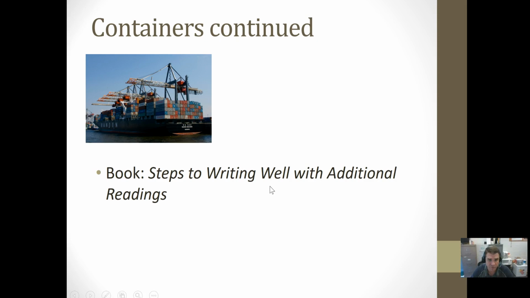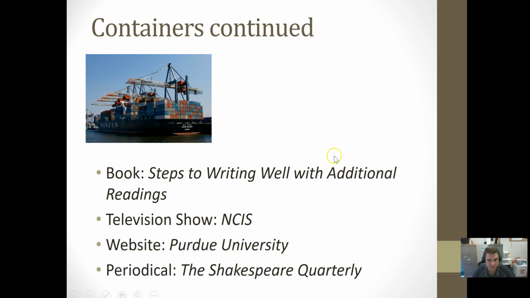So, an example of a book would be our textbook, Steps to Writing Well. A television show might be NCIS or Law and Order SVU or something like that. A website might be Purdue University's website. The Online Writing Lab would be the title. That might be the title of the article. A periodical would be something like the Shakespeare Quarterly or another academic magazine.